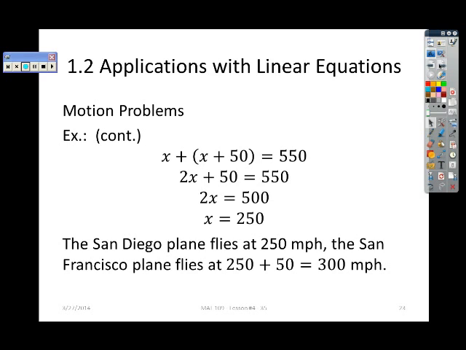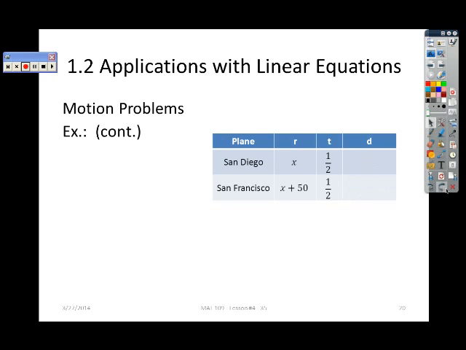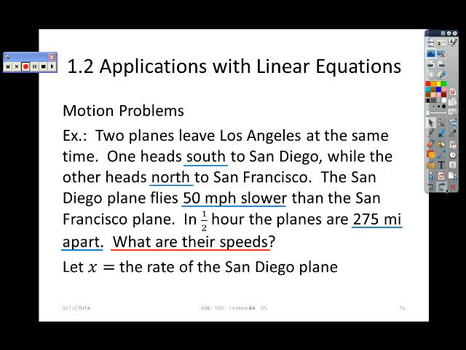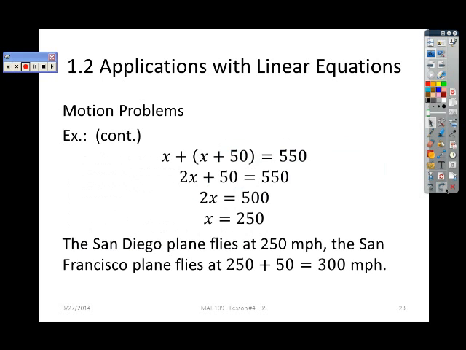X was defined to be the San Diego plane's rate, and x is a speed, so it's miles per hour. And so the San Diego plane is flying at 250. San Francisco is 50 more than that, so it's 300 miles an hour.